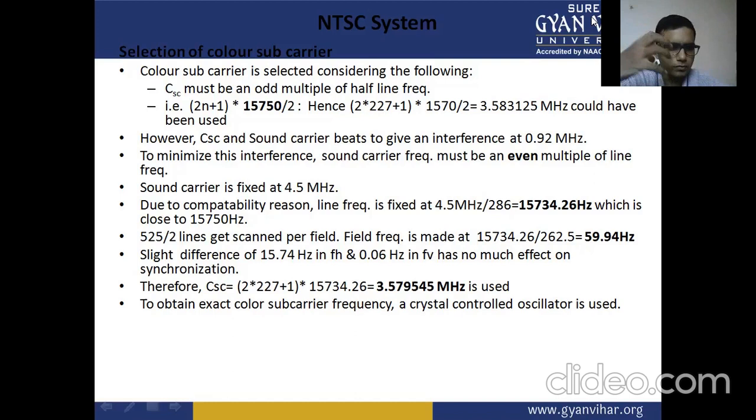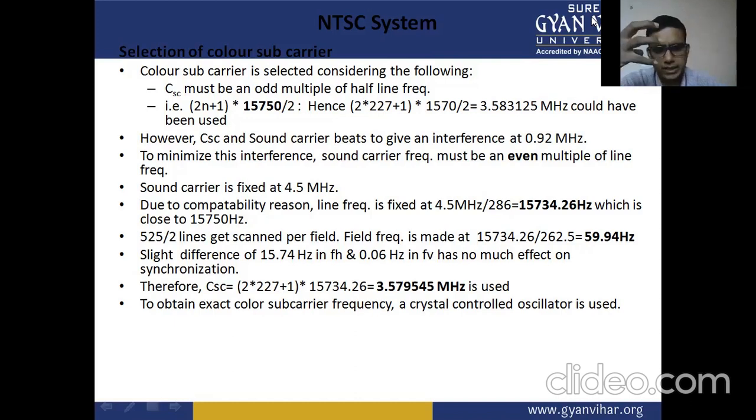A slight difference of 15.74 hertz in the FH and 0.06 hertz in the FV. There is not much effect on synchronization. Therefore, the CSC color subcarrier frequency is equal to (2 into 227 plus 1) into 15,734.26 upon 2, that is 3.579545 megahertz, and this is used as the color subcarrier frequency.